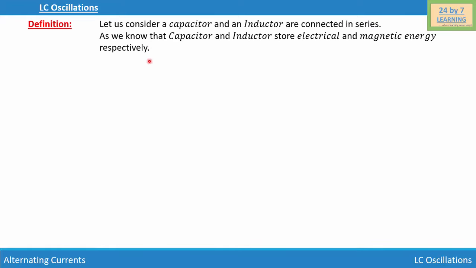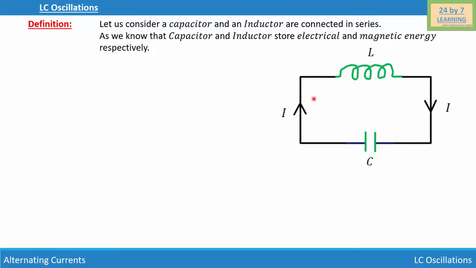LC oscillations. Let us consider a capacitor and an inductor connected in series. As we know, capacitor and inductor store electrical and magnetic energy respectively. In order to explain the LC oscillation, I'm going to use this information to draw a figure. So here is my figure where you can see an inductor and a capacitor.